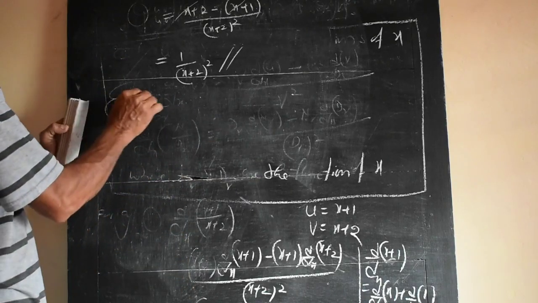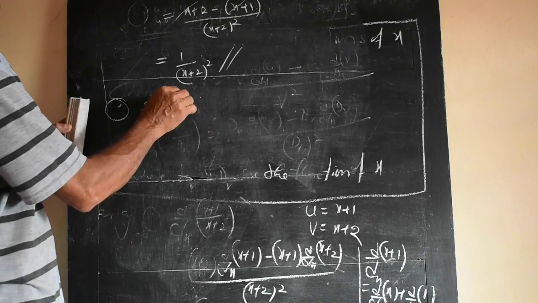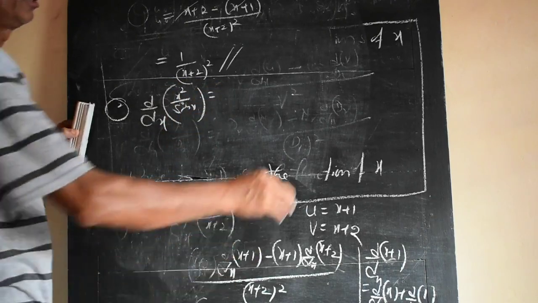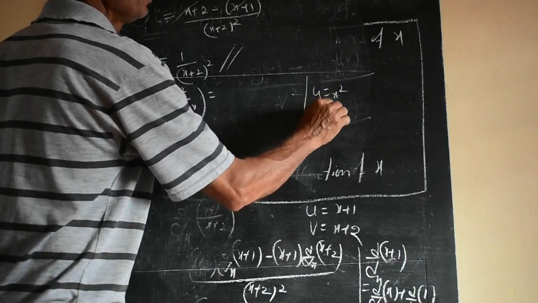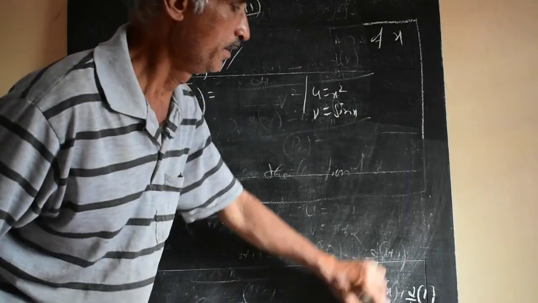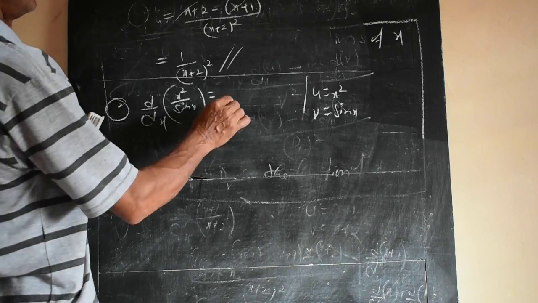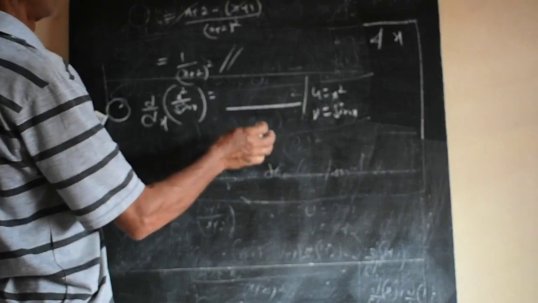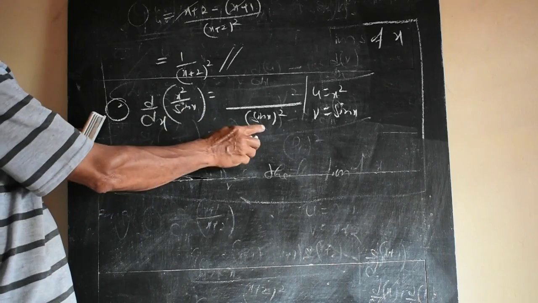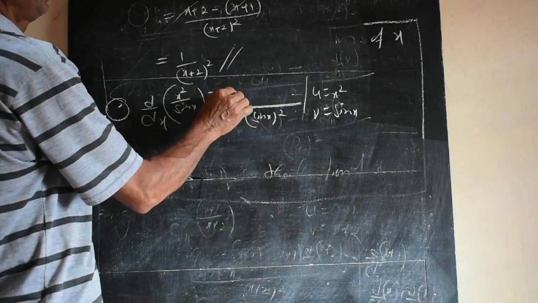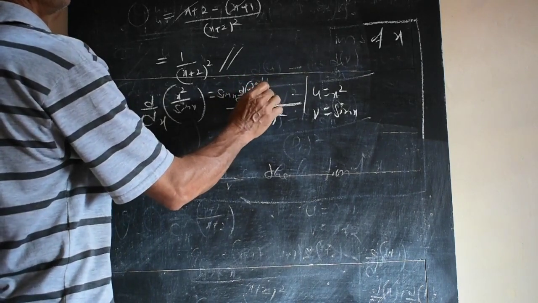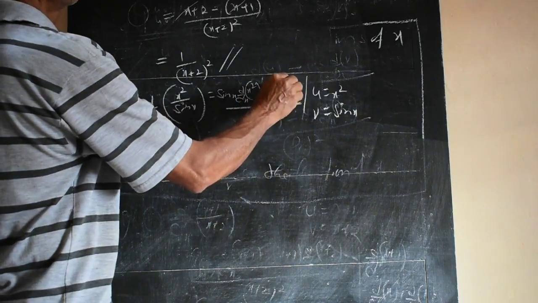d by dx of x square upon sin x. Just for understanding's sake, x square upon sin x, here u is x square and v is sin x. Okay, now just apply the formula. That is equal to, whole divided by sin x the whole square. Sin x the whole square in the denominator, denominator into d by dx of numerator x square, minus numerator into d by dx of sin x. Okay.